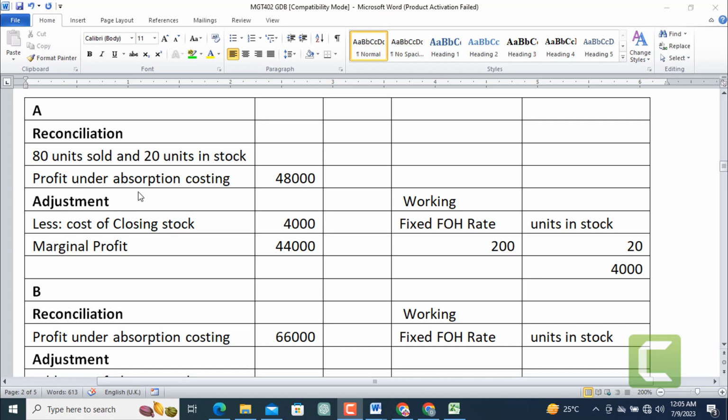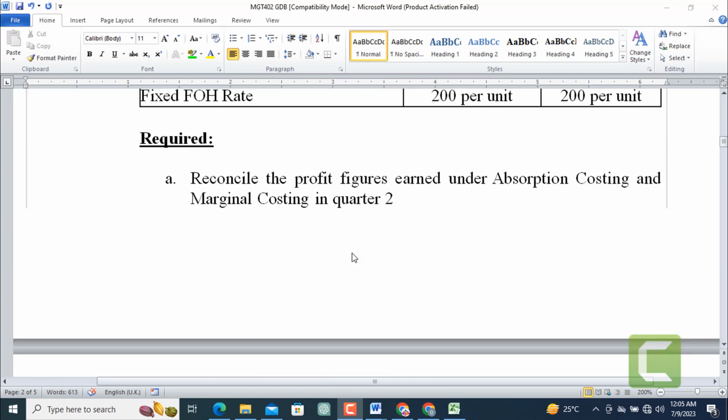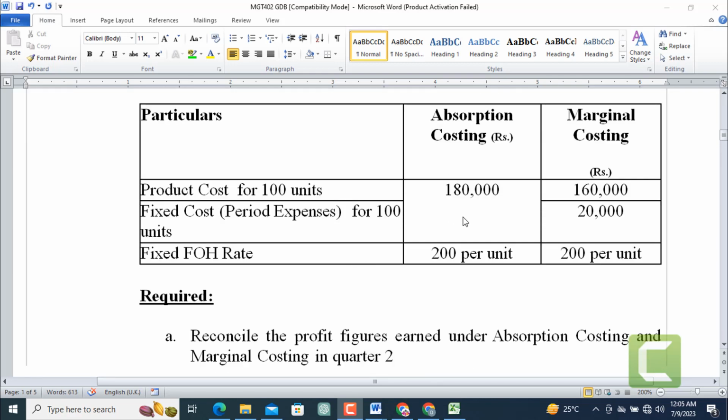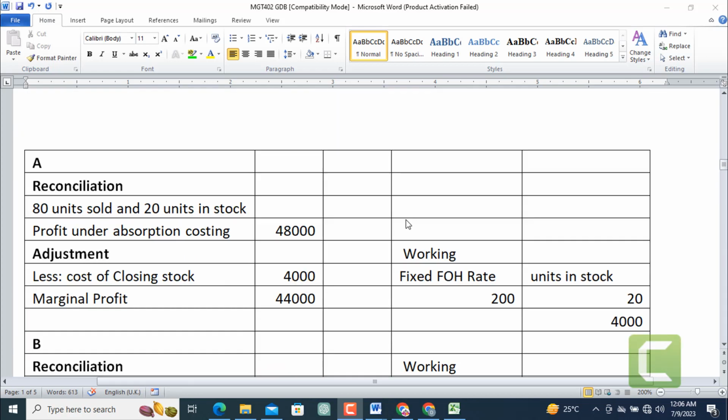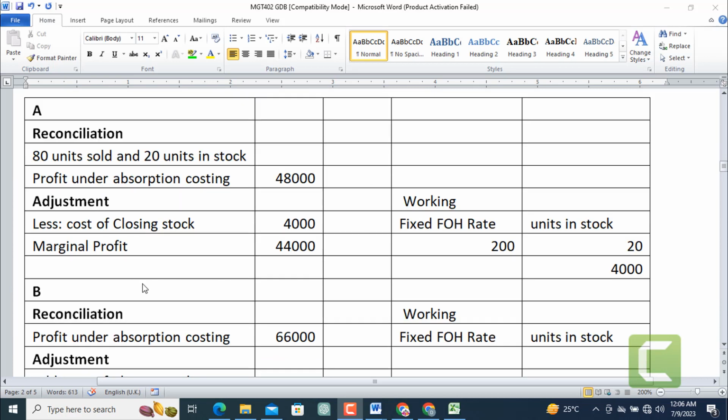As I already told you, in this figure of 180,000, both types of expenses are included. So what we need to do here is extract or deduct that portion of the closing stock, which is 20 units in total or in count, from the profit figure to reach the profit earned under the marginal costing approach.